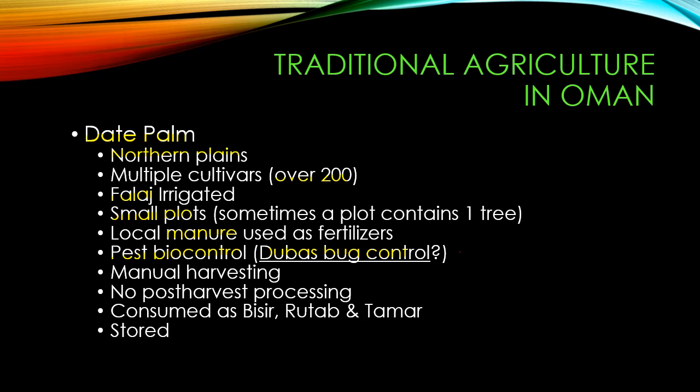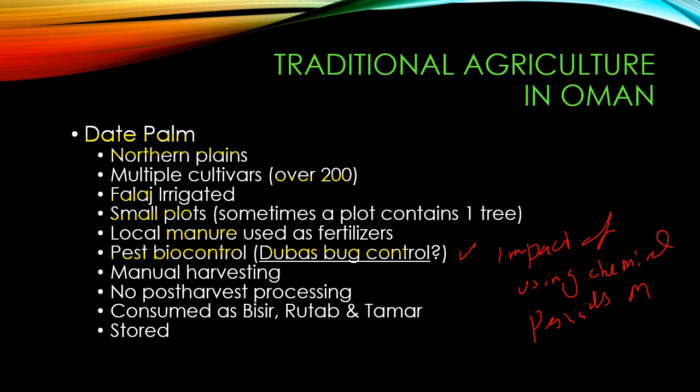And then you can think about what the impact of using chemicals on these systems is. So here we have chemical pesticides on the system itself, on the traditional farming systems, especially in terms of controlling the Dubas bug.